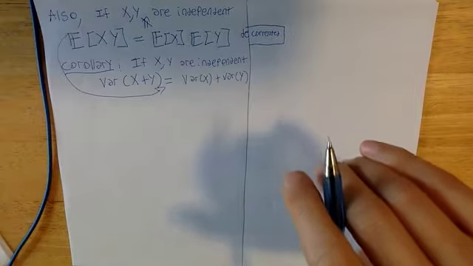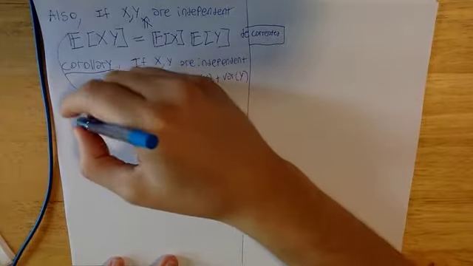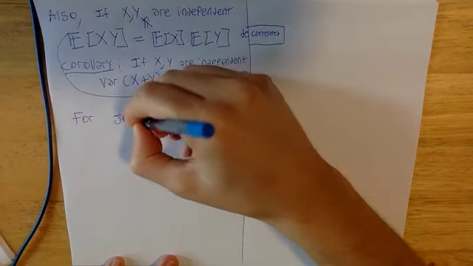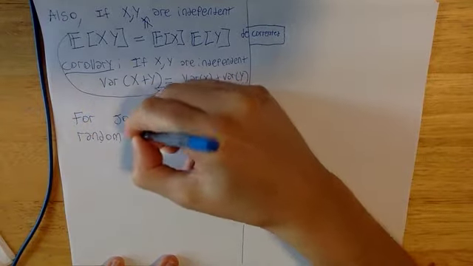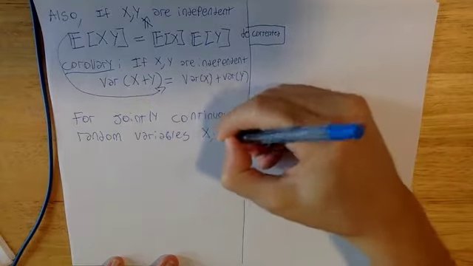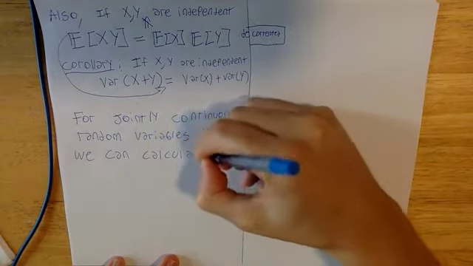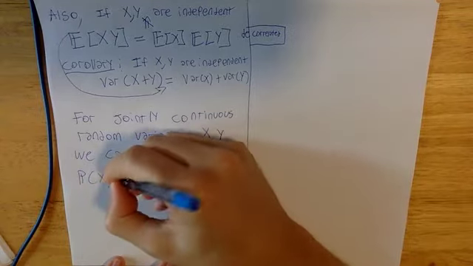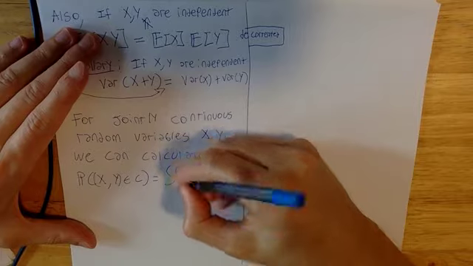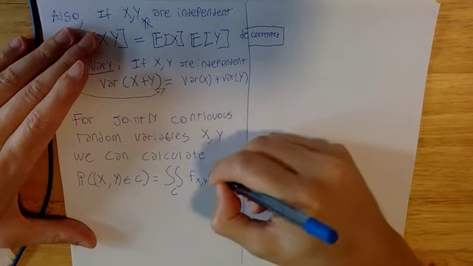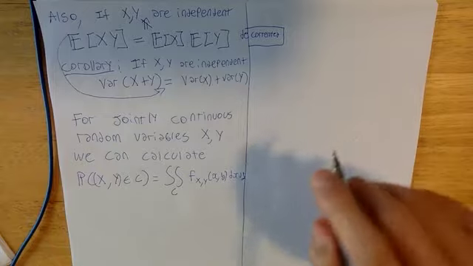Okay, so one of the things I said before is that for jointly continuous random variables x comma y, we can calculate the probability that x comma y is in a particular set C. And this is just given by the double integral over C of f of xy evaluated at x, y, dx dy. So let's look at an example.